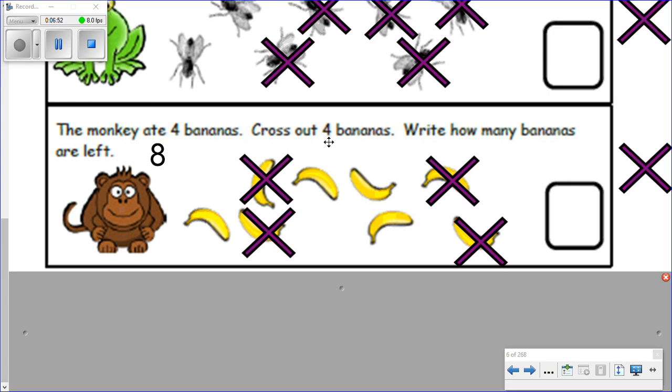Okay, now we need to count how many are left. Oh, I think I forgot something in my number sentence. I first need to put how many I subtracted. 1, 2, 3, 4. So that was minus, oops, not 2 minus signs, minus 4, the number 4. There we go. Now I'm ready to say what it equals. Equals, let me count the bananas that are not with the X. 1, 2, 3, 4. Really? It's 4? Cross out 4, and there are 4 left.